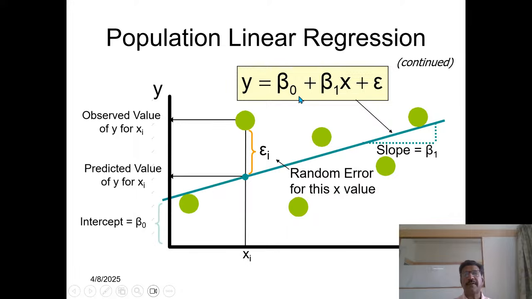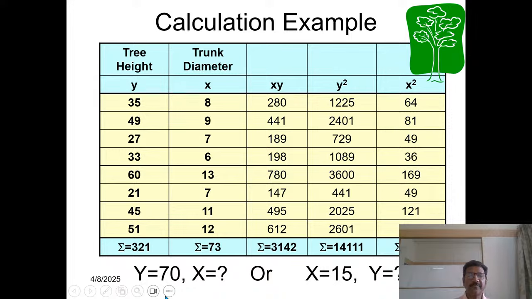Beta 0 is the intercept, beta 1 is the slope, x is the independent variable, y is the dependent variable. Y depends on x. If the x value is known, then y can be calculated. Suppose from this table x equals 15. If the model is built, for x equal to 15, y can be calculated. If y is given, say 70, then you can calculate x also using this.